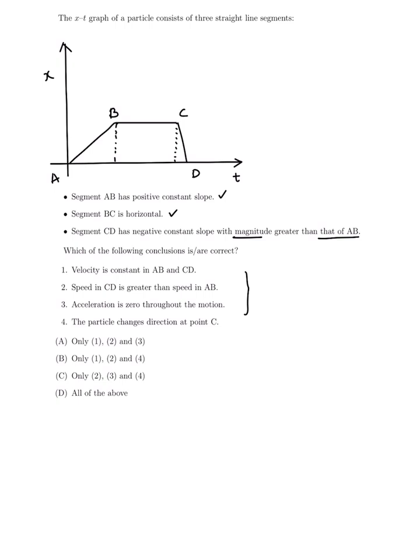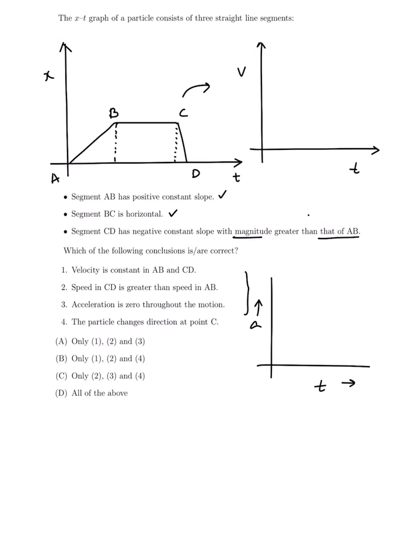So for that, first we need to draw a v-t graph and an a-t graph. So let me draw the v-t graph over here, the velocity-time graph. I don't have space, I'll draw it over here, the acceleration-time graph. Now, how do you convert from one to another? How do you do it?